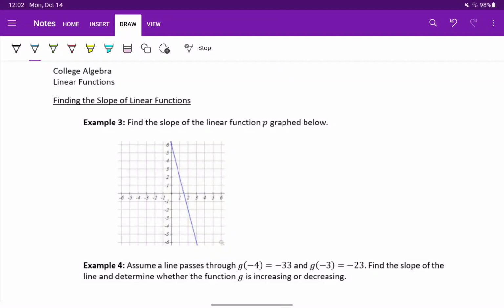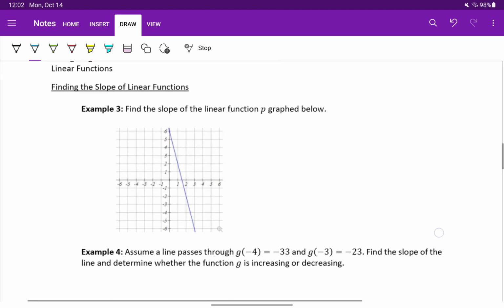In the last two examples, we looked at some linear equations, rewrote them using function notation, and then interpreted the slope, just reading that from the equation. Now what we want to do is look at how we can go about calculating the slope if we're not given the equation or given the function for our line.